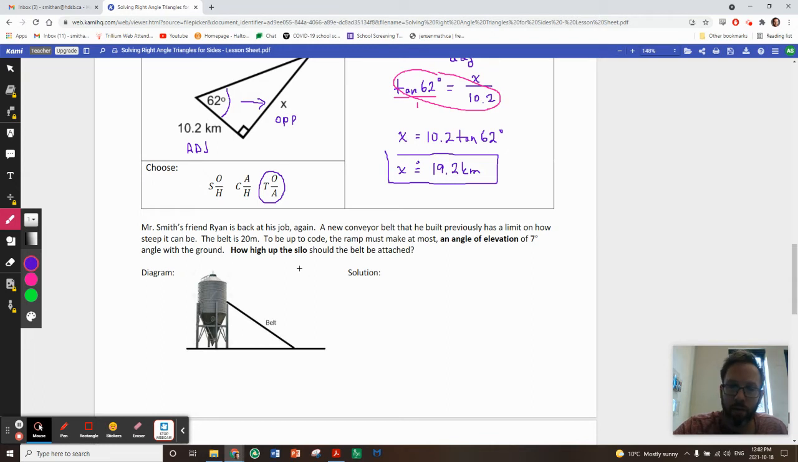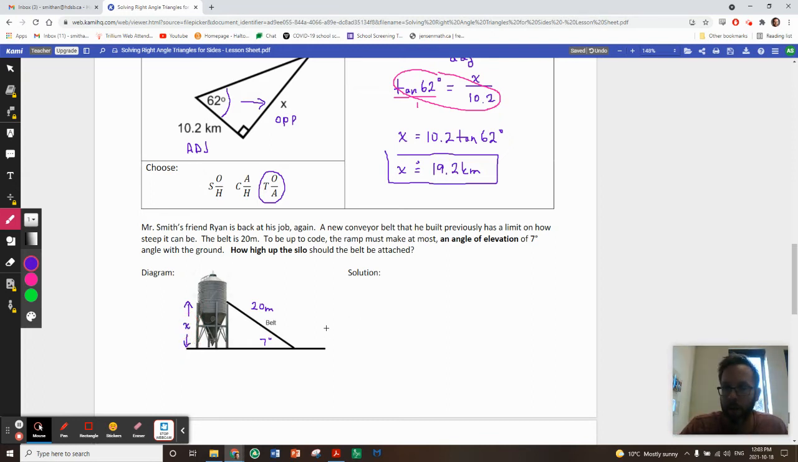The belt is 20 meters long this time. And to be up to code, the angle has to be at most 7 degrees on the ground. How high up the silo should the belt be attached? This time we are looking for this vertical side.